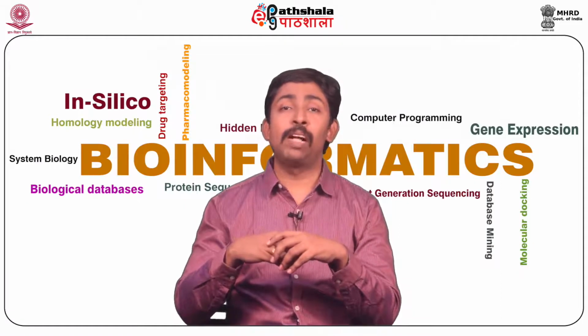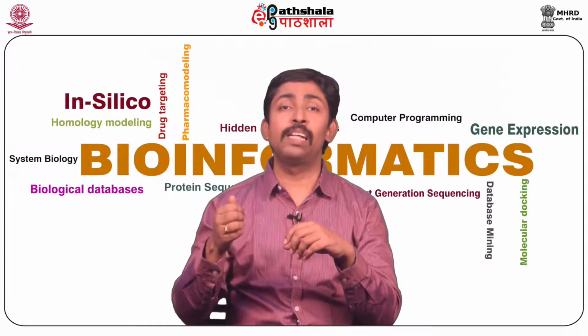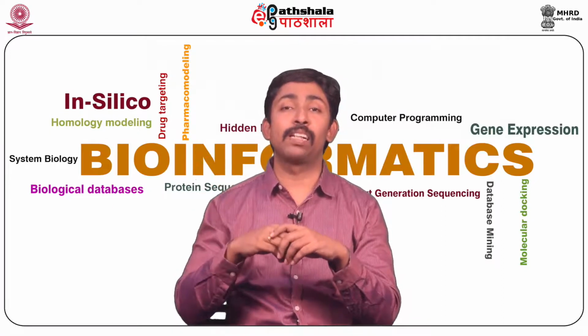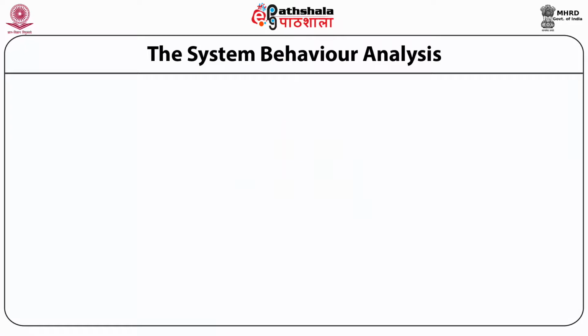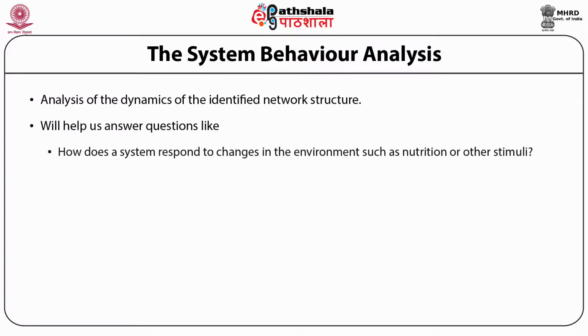So there could be multiple parameter sets for a network whose response upon simulation will match with the experimental results. The system behavior analysis: analysis of the dynamics of the identified network structure is the next step. After identifying the network structure, we need to analyze its dynamics. Why should we do this analysis? It will help us to answer some important questions, like how will the system respond to changes in the environment?